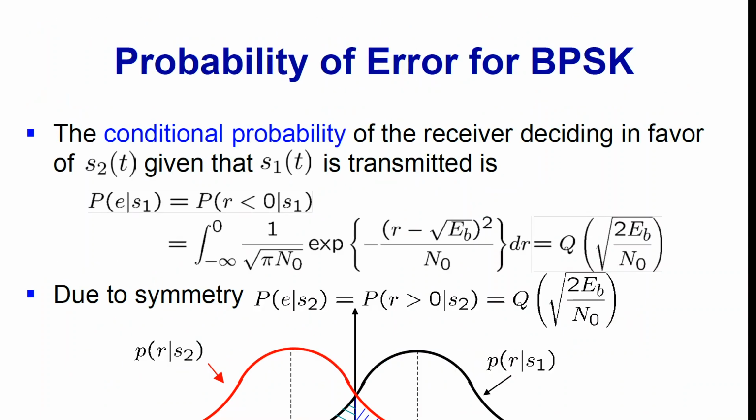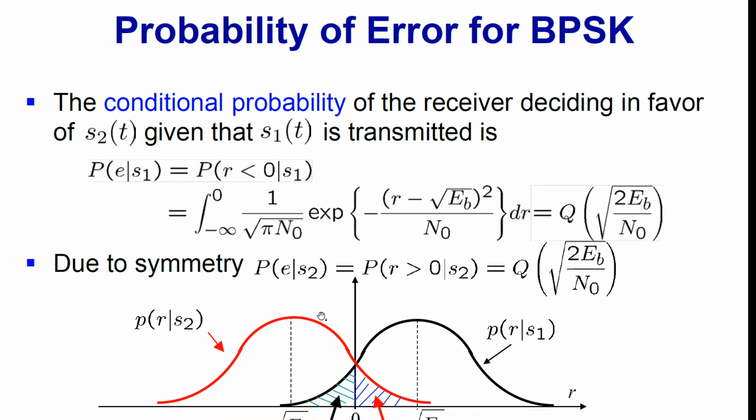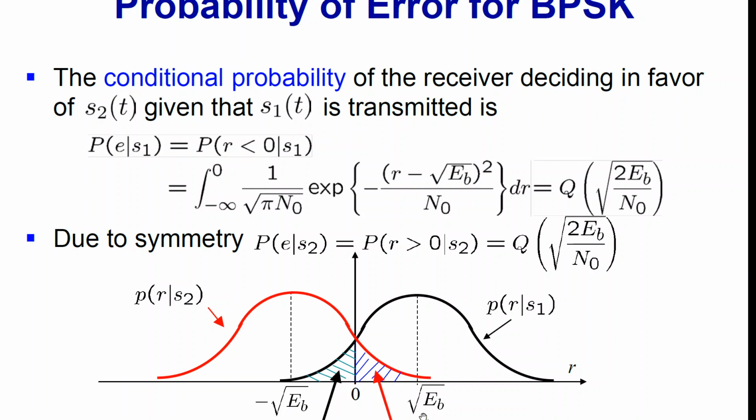Now we will study the probability of error for BPSK. So assume that S1 of t was transmitted and we need to find the probability of error given S1 of t was transmitted. S1 of t is what we originally transmitted, that is root EB was transmitted. For an error to occur, the received point should fall in region 2.